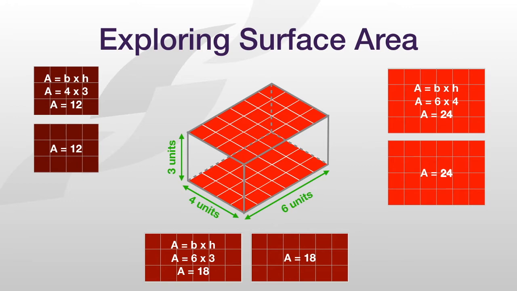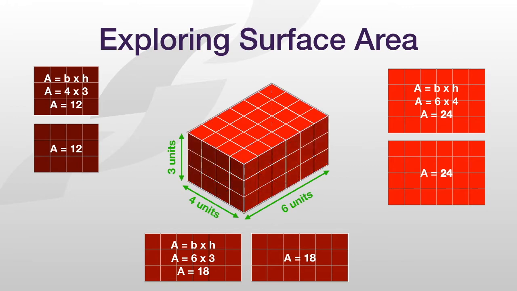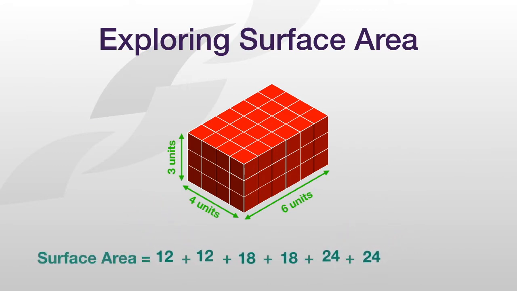So for the prism as a whole, the surface area is the sum of these areas, which is 108. It is important to include units with our measurements. Area is measured in square units.